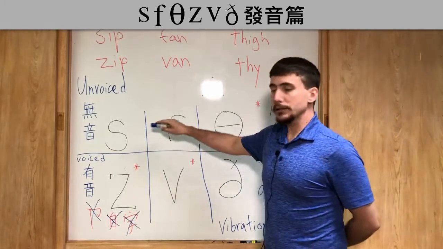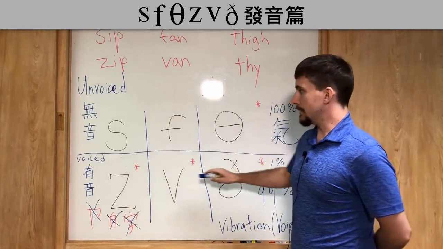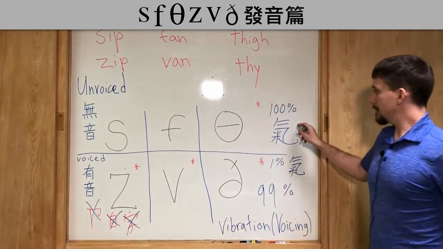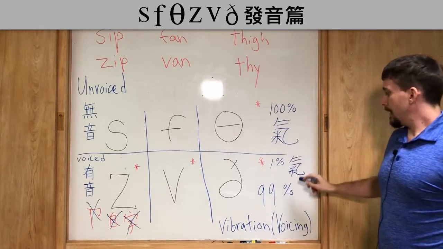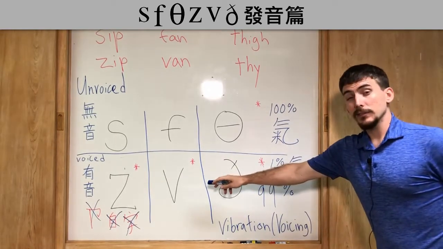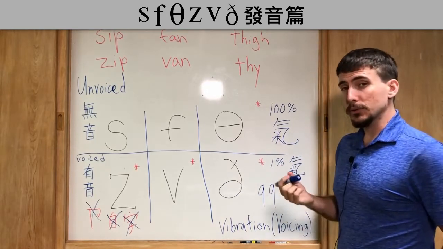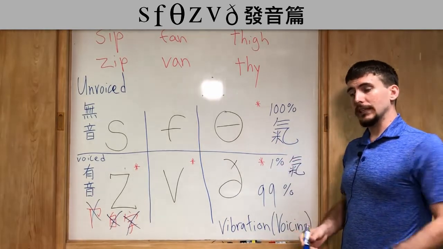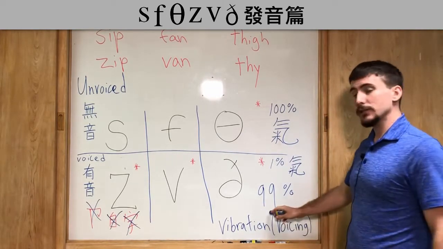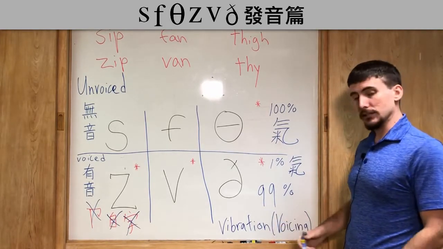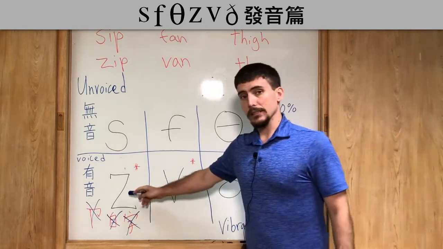Here we have our unvoiced sounds and our voiced sounds. These are 100% airy sounds. These, however, only have about 1% air sound. You want to have as little air sound as possible. It should be as much vibration as possible. Like this.